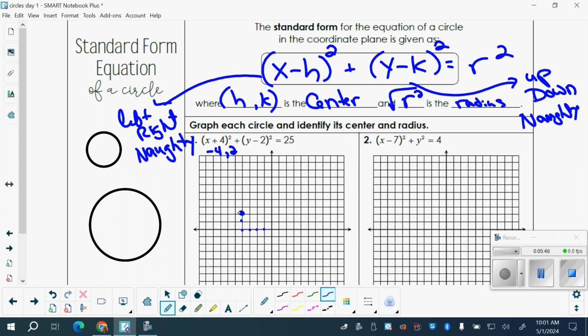Not just draw the circle. Go out. That's what I'm looking for. Finally, that's what I'm looking for. Five out in every direction. 1, 2, 3, 4, 5 in this direction, and 1, 2, 3, 4, 5 in that direction.